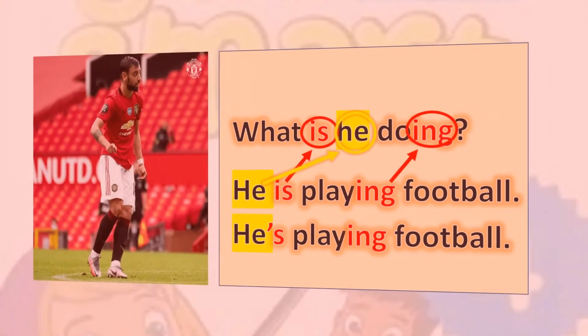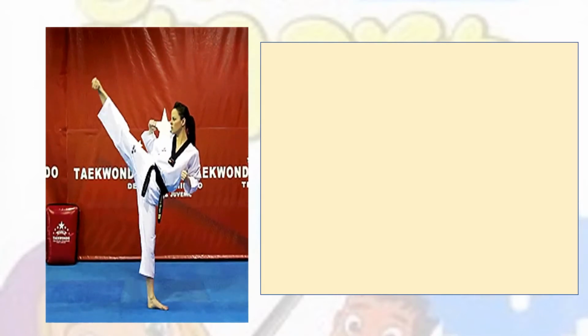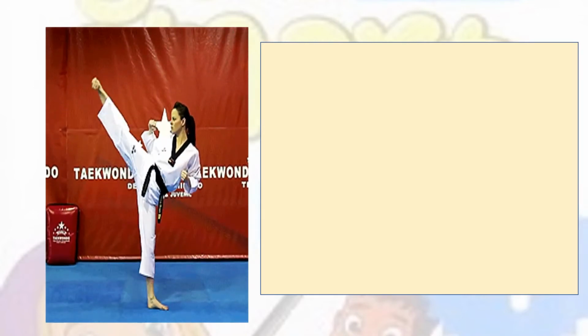Next one, let's look at the second example. Okay, for this one, look at the picture. What can you see in the picture? There's a word there, taekwondo. And then, what is the subject? The subject is a woman. So, we use she. Okay.